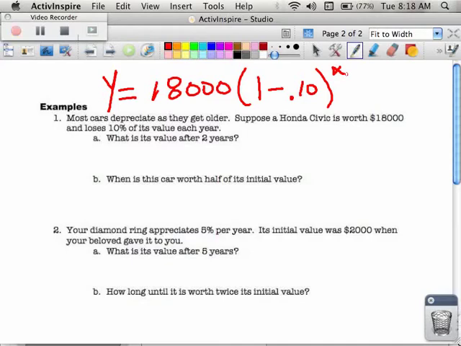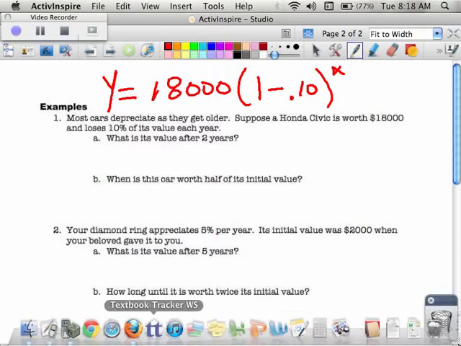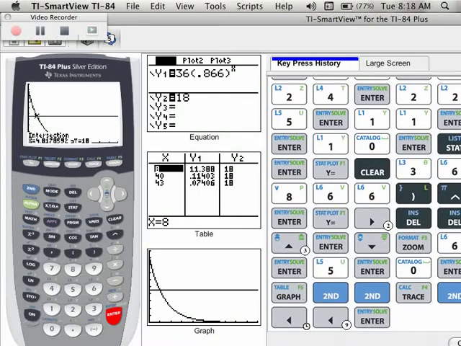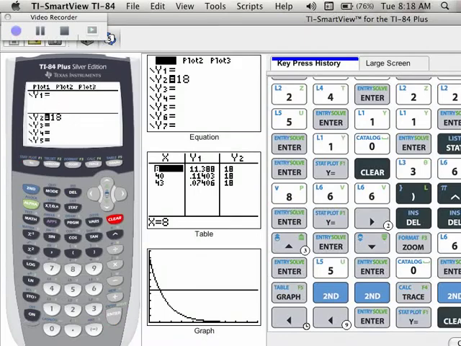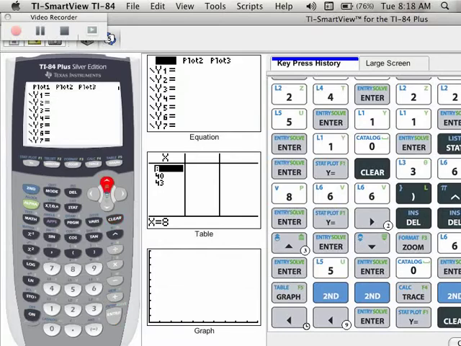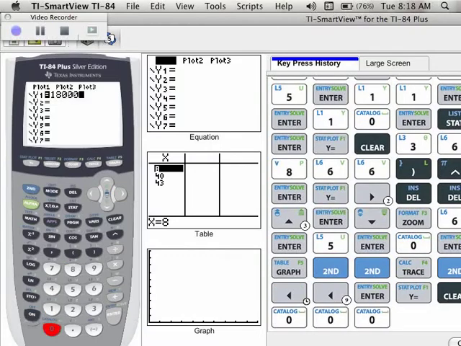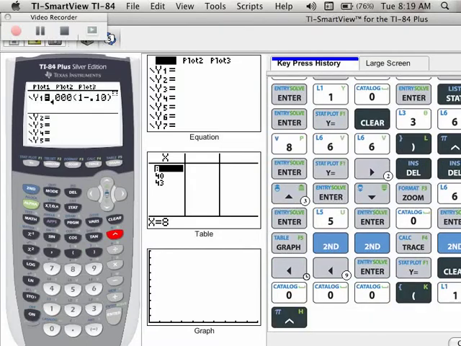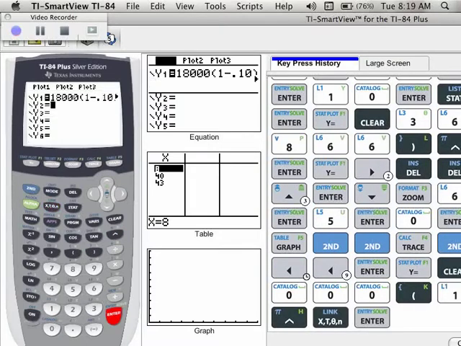So now I go to my calculator, and we're going to use our calculators a lot for this section. I go into my y equals, and I'm going to clear out these things here. And in my y1, I'm going to type 18,000, because that's the starting value of my Honda Civic, parentheses, 1 minus 0.10 for the 10% I'm depreciating, and it's to the x power because we have an exponential graph and it's decaying, meaning it's going down.